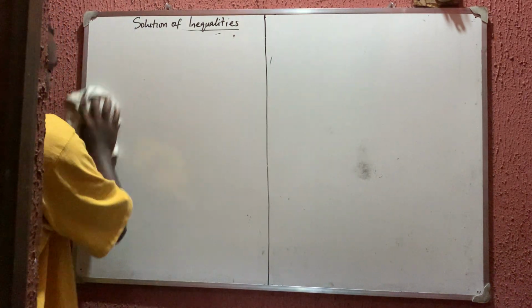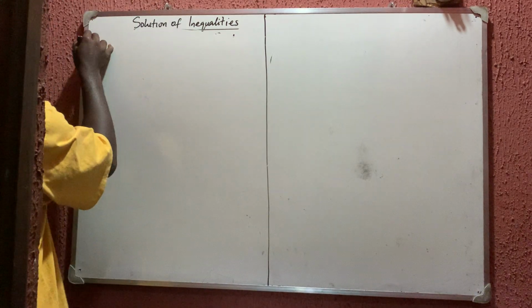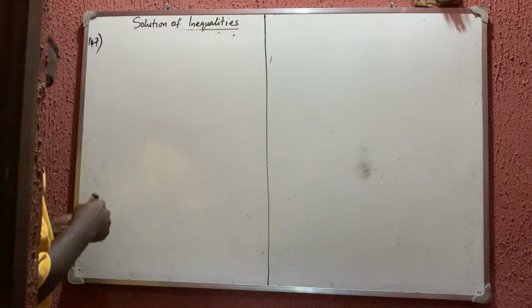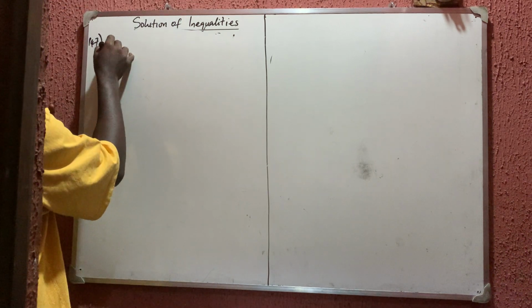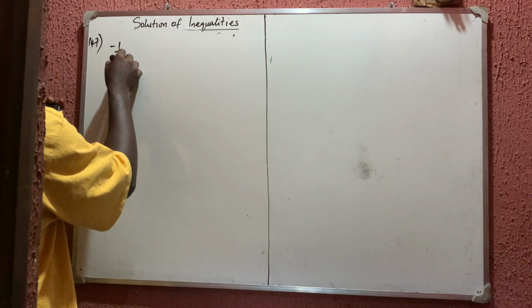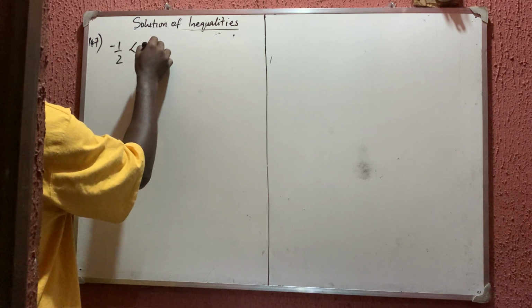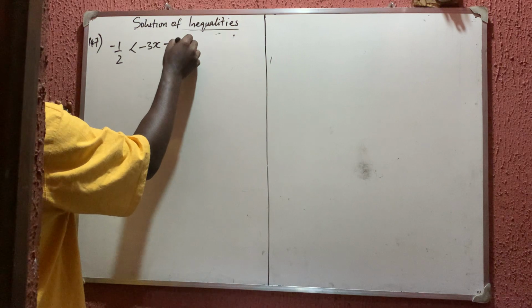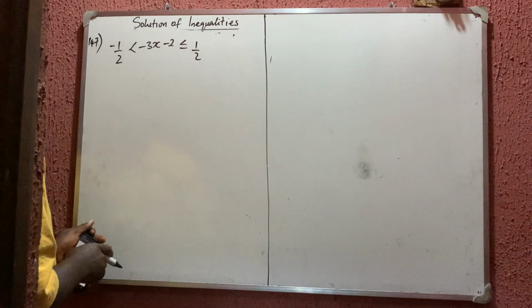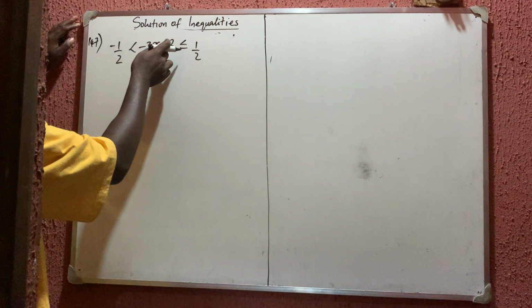Question number 147 says that if I have minus 1 over 2 is less than minus 3x minus 2, which is less than or equal to 1 over 2. Now what do you do in this case? Let's do the same thing here.